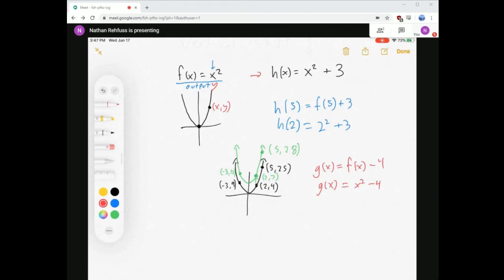Minus 4, it's like it moved the point down 4 units. And g of 5 will be 21, and g of -3 will be 5, because it's whatever you got out of f, but then 4 is subtracted from that output. So there's the graph of g. So that's how you do a vertical shift.